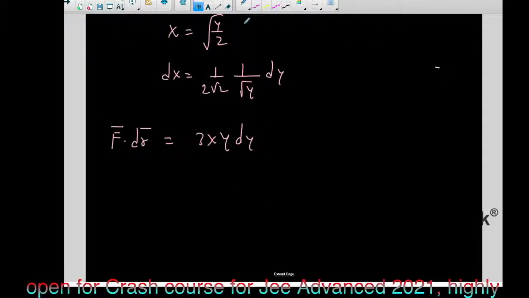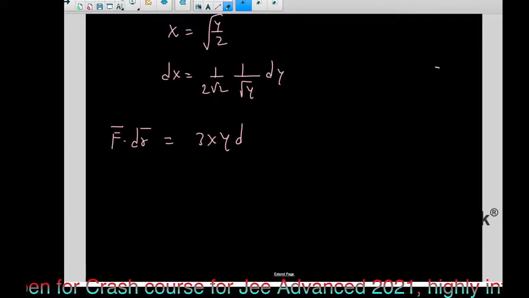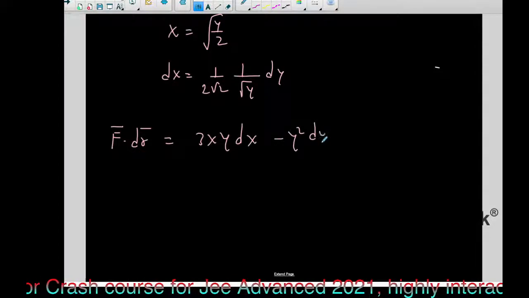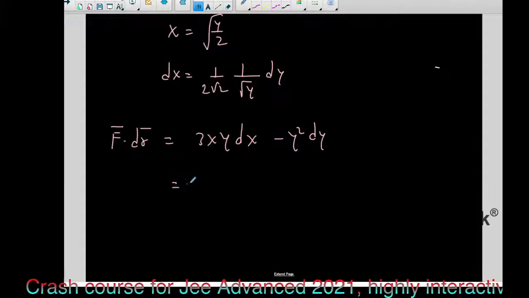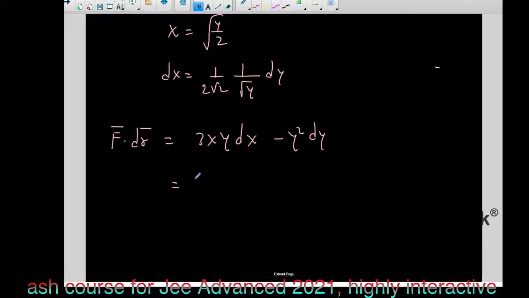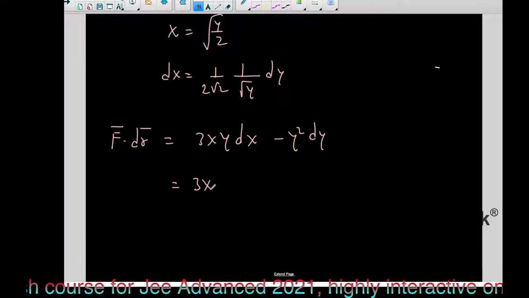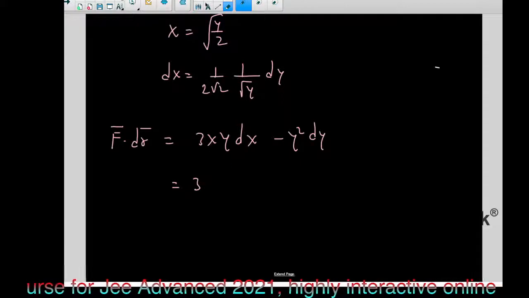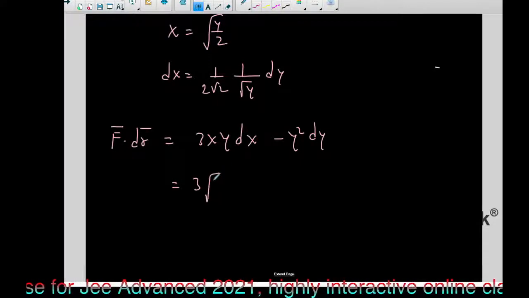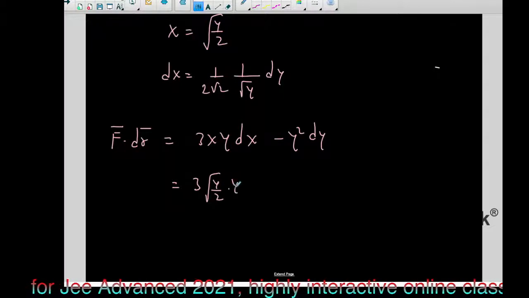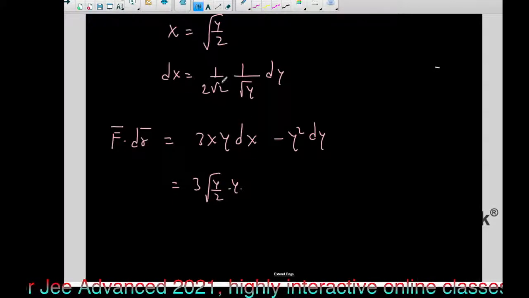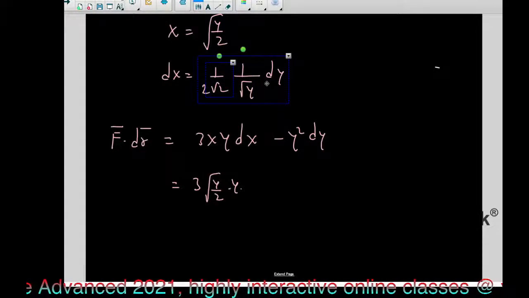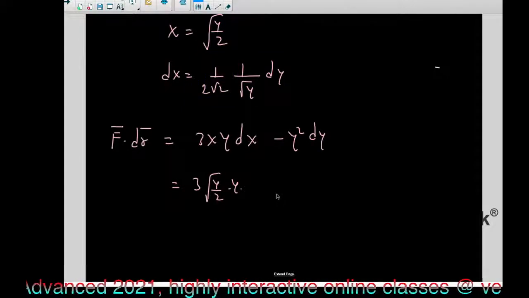3xy dx was there, sorry. Remember to convert this dx and then minus y squared dy. This is given in the question. Now, what do you have to do? Now we are considering y as an independent variable, so we have to eliminate x. For x, we have to say root of y by 2, and y as it is. And now dx will be converted with this entire thing. You have to convert this dx and the entire thing like this.